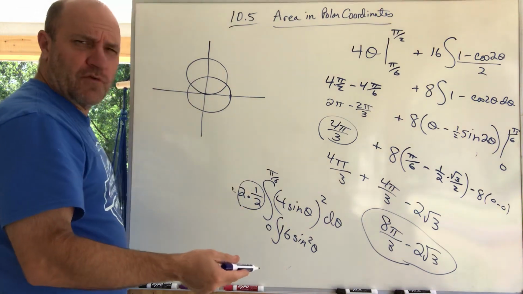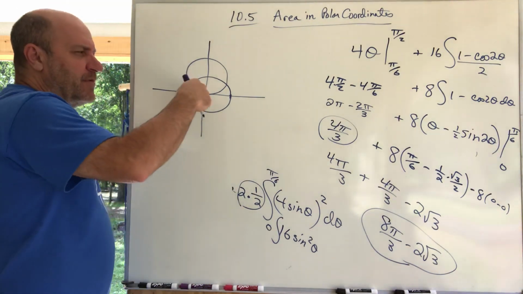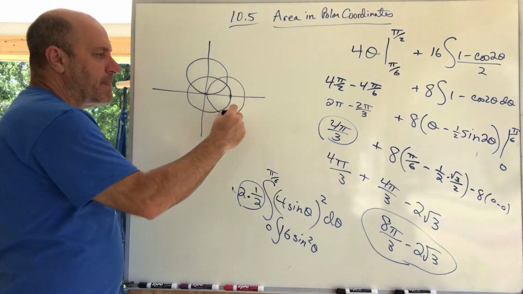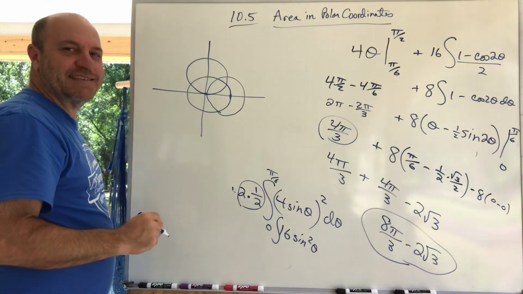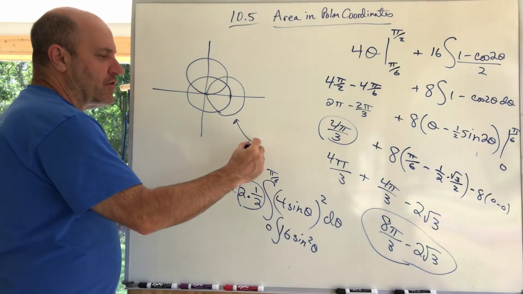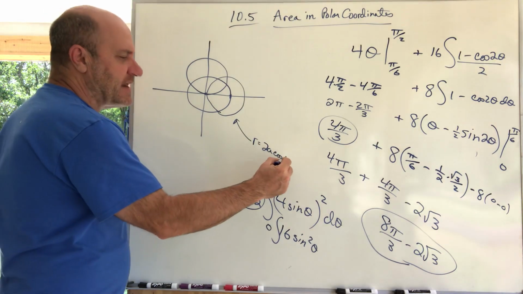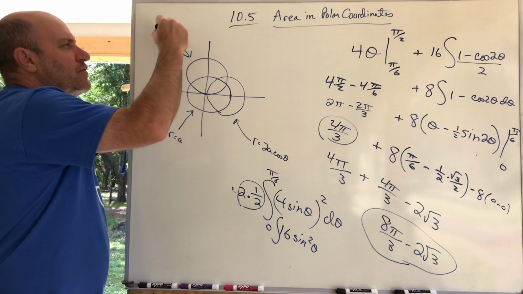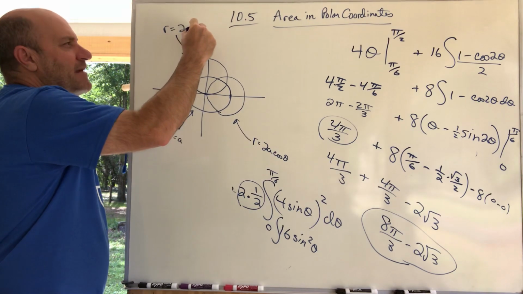We did it with a circle of radius 2, but they do it for general A. Then they put another one here, another circle of radius A there. And I can name all these for you. That's R equals 2A cos theta. This is R equals A. And this is R equals 2A sine theta.